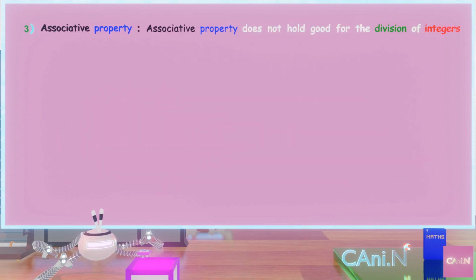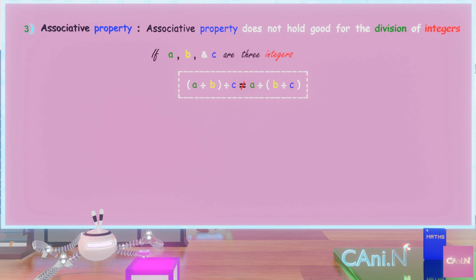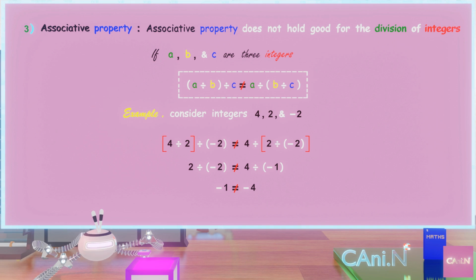Associative property. Associative property does not hold good for the division of integers. If a, b and c are three integers, then. Example. Consider integers 4, 2 and -2. -1 is not equal to -4.